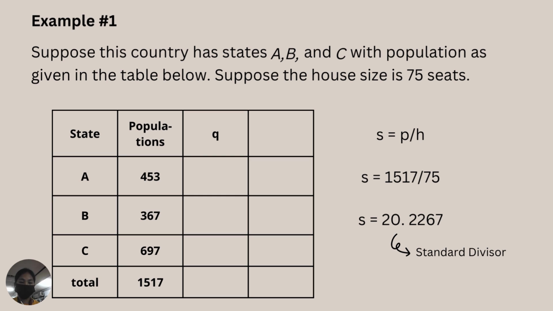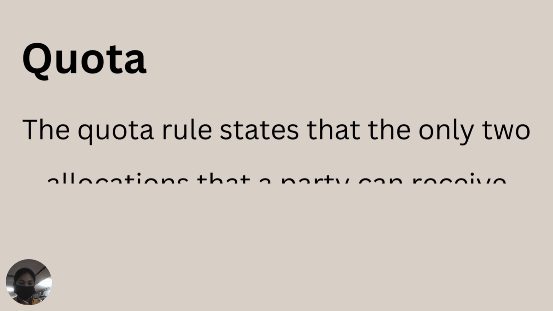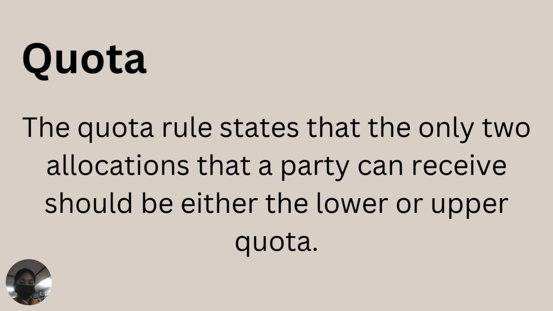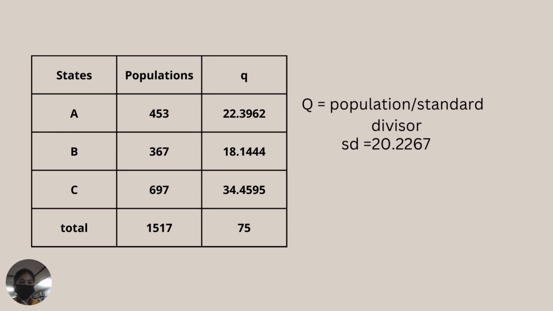So 1517 divided by 75, the answer is 20.2267. That is our standard divisor. Before we calculate the quota, we will define what a quota is. The quota rule states that the only two allocations that a party can receive should be either the lower or upper quota. To obtain the quota, we will use the formula Q equals population over the standard divisor.